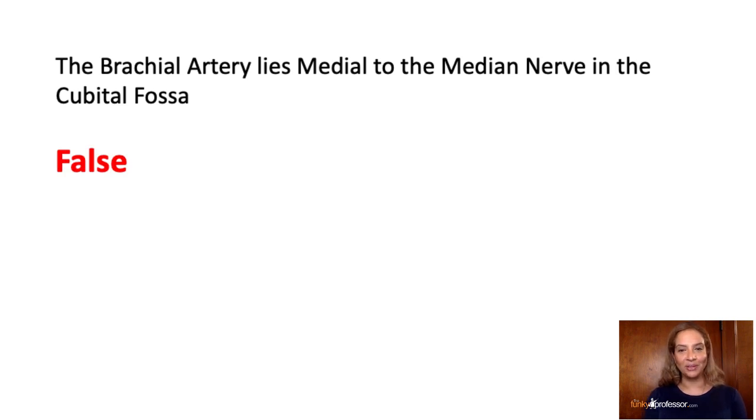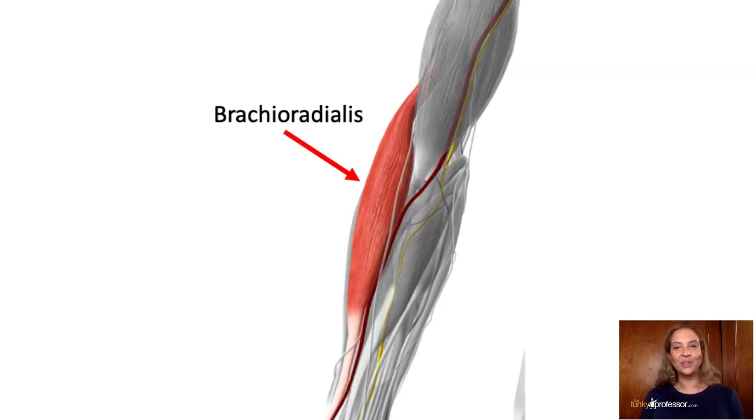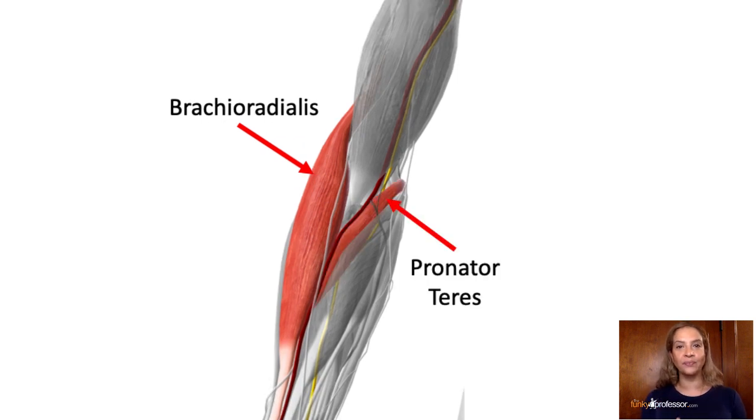The answer is false. Now, the cubital fossa is a space found on the anterior aspect of the elbow joint, and it has 2 muscular boundaries and an imaginary line. So the lateral boundary is formed by the medial border of the brachioradialis muscle. The medial boundary is formed by the medial boundary of the pronator teres muscle. And there is an imaginary line between the 2 humeral condyles.